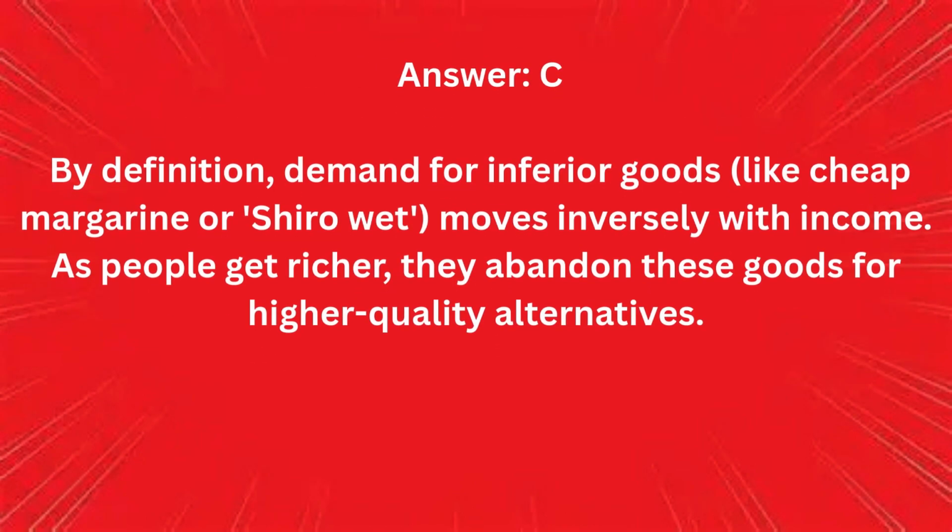Answer. C. By definition, demand for inferior goods like cheap margarine or shiro wet moves inversely with income. As people get richer, they abandon these goods for higher quality alternatives.